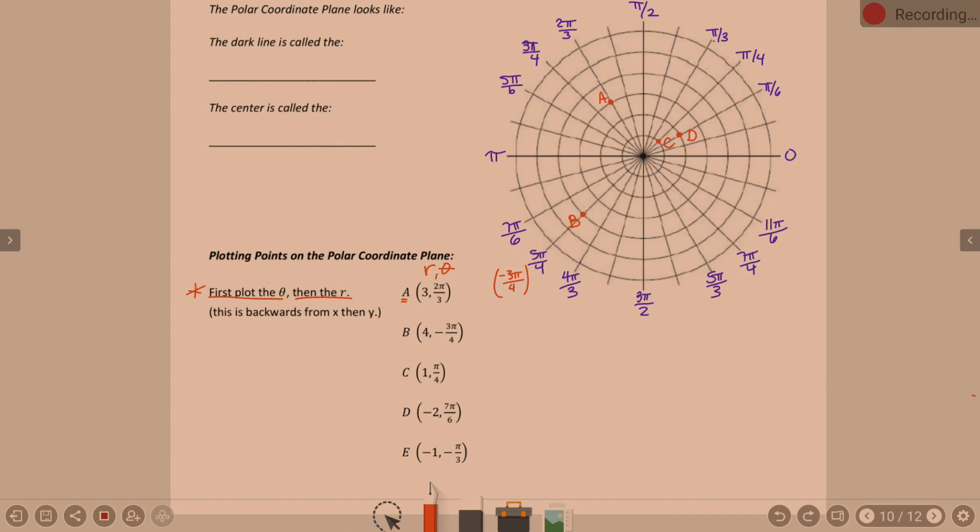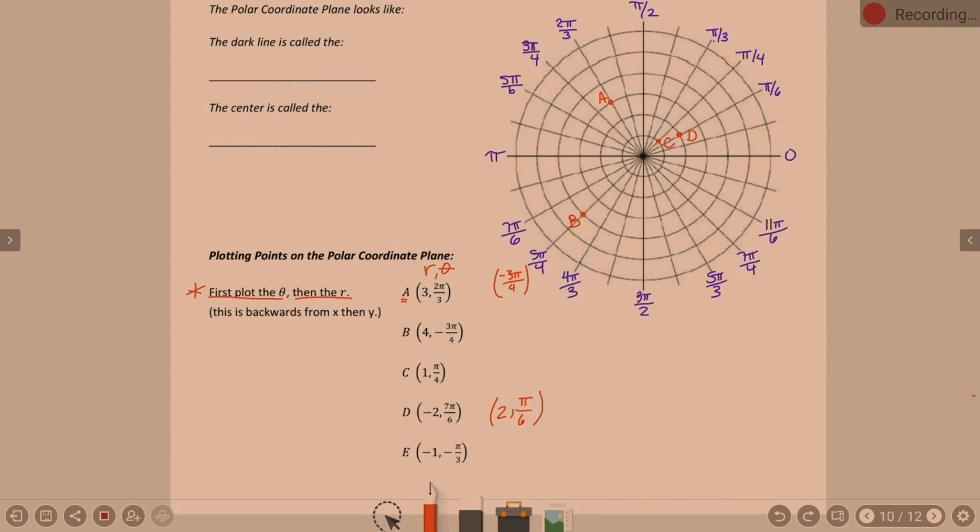This is where it gets kind of fun, because one ordered pair, one point, does not have just one name for it. Does that make sense? Like this, we were asked to graph 7 pi over 6 and negative 2. We also could have called that, well, what angle are we on? We're on pi over 6 out positive 2. That's another name for point D, and that's what we'll get into on the next page. Okay?